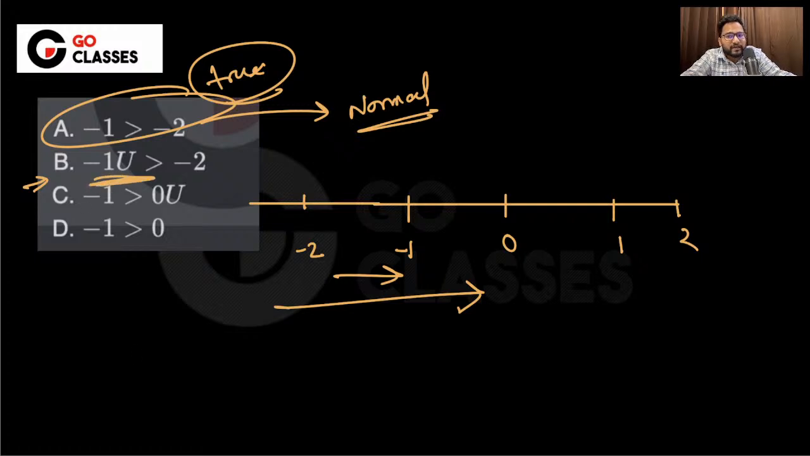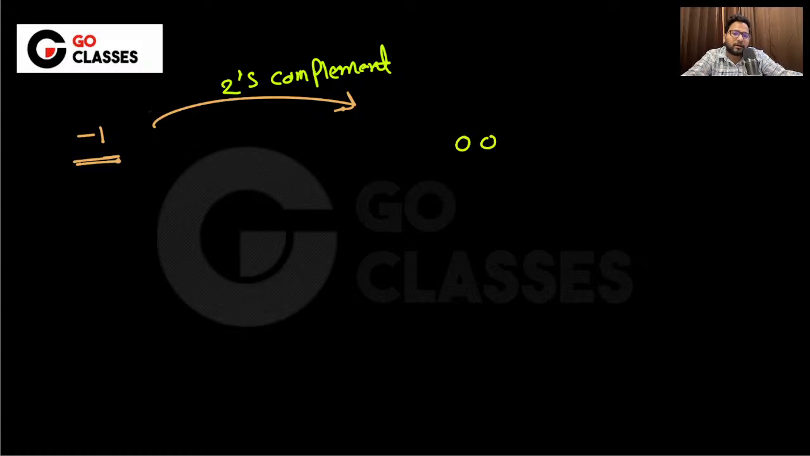See, this is very, very interesting. That -1u is greater than -2. What does this mean? Let's just check. First of all, tell me how to represent -1, and then I will tell you how to treat this unsigned number. So we will represent using 2's complement. You might know this, right? Let me first write the normal binary of this, then 1's complement and then +1, right?